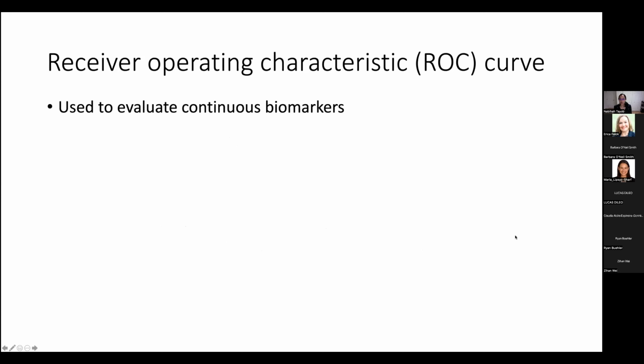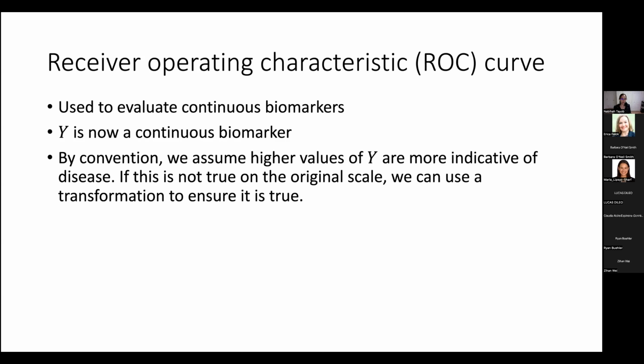Okay, so receiver operating characteristic curves, or ROC curves. So we talked about a simple case of you have just test positive or test negative. A lot of the time, biomarkers are actually continuous. And so how do we evaluate a continuous biomarker? A receiver operating characteristic curve is one of the ways we do it. So we're using Y as now a continuous biomarker. By convention, I'm just going to assume that higher values of Y are more indicative of a disease.